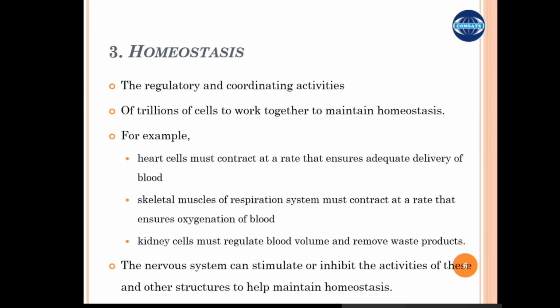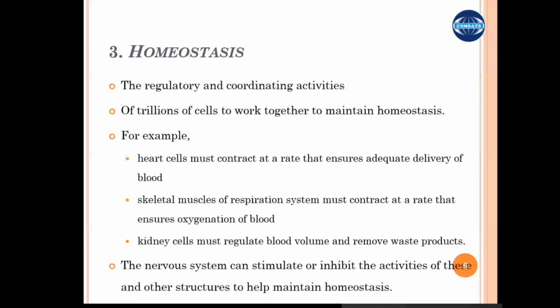of the blood, so that enough air is inhaled or exhaled at a particular rate so that the oxygen levels are maintained within the blood. Kidney cells have to respond accordingly to the presence of different byproducts in the blood, and also have to be able to filter the specific amount of urine in a day to maintain the internal body conditions. Right, so this is how the nervous system can stimulate and inhibit the activities of these and other structures to help maintain homeostatic conditions.